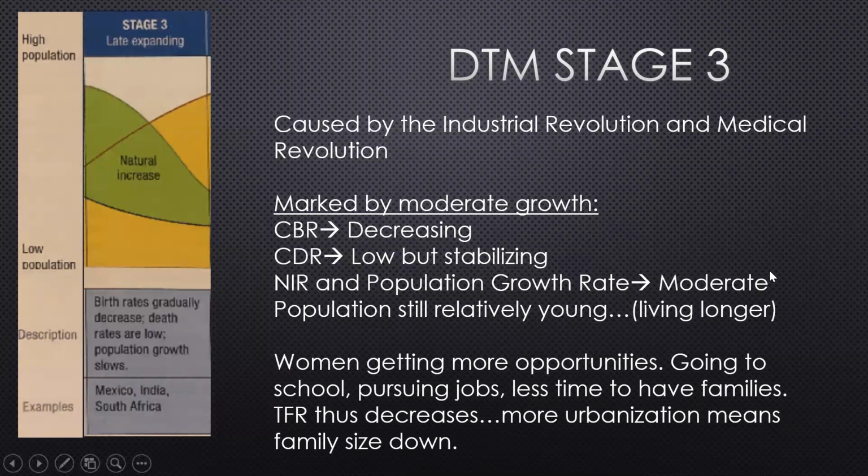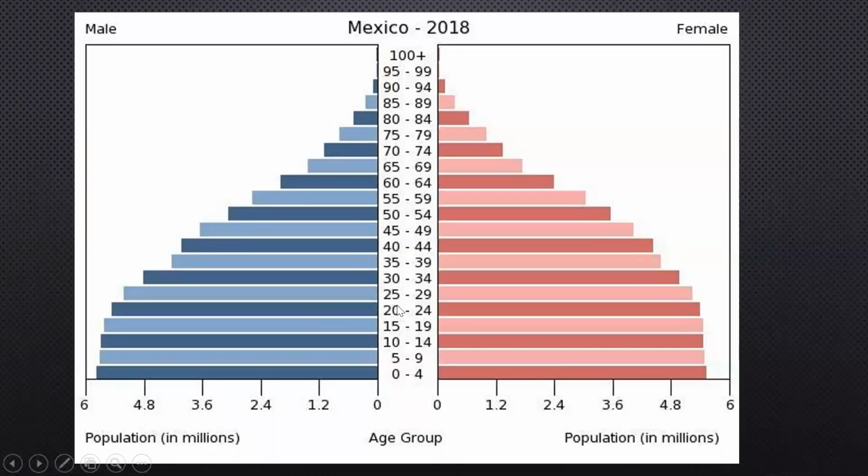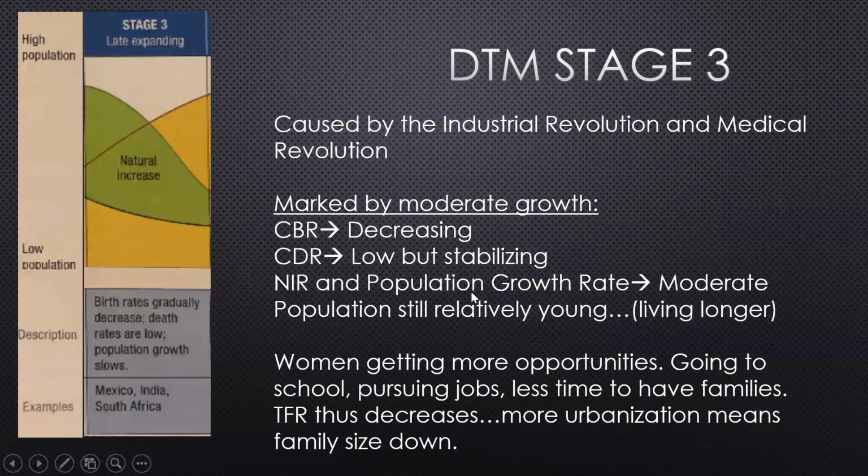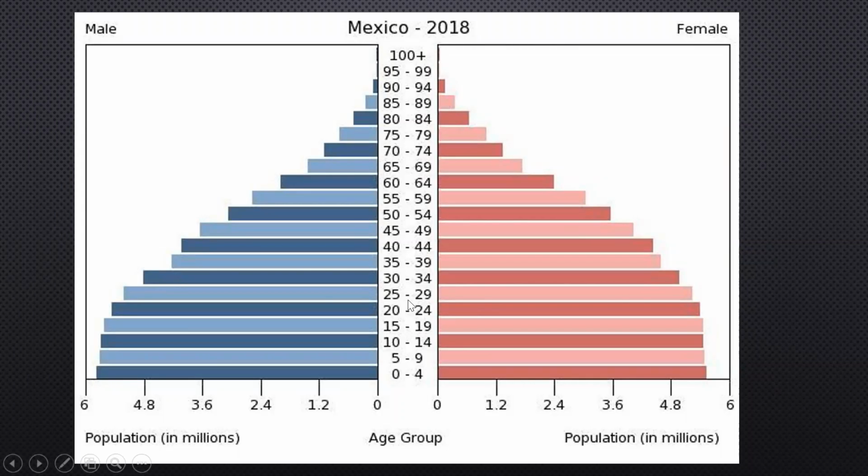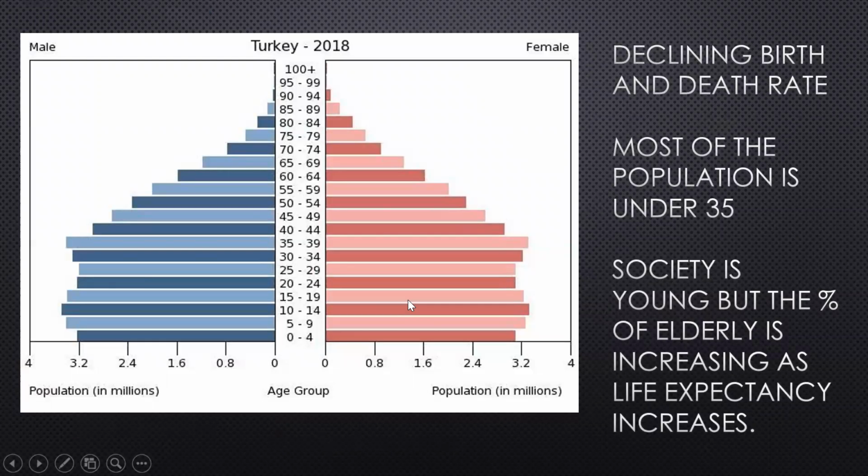A couple of examples we could look at here: Mexico, India, South Africa. So we could look at Mexico. We see that there's still a big base in the bottom, but we could see that it goes well into the 30s here, as people begin to live longer and people are having fewer kids. Same thing with Turkey. Again, declining birth and death rate. We could see the older population beginning to grow here. Still, most of the population is under 35. Society is young, but the percentage of elderly is increasing.